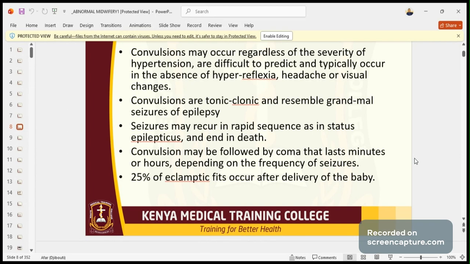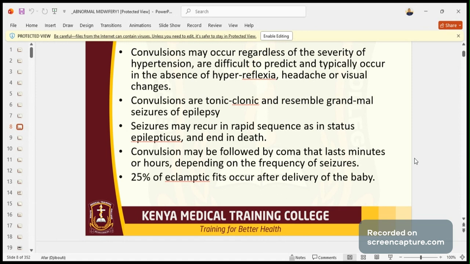muscle is contracting, and the patient loses consciousness, and then clonic starts. Now the clonic phase is where you have the rhythmic jerking movements, okay, and the patient will always tend to bite their tongue. They lose control of the bladder, and they are also confused after that. So tonic-clonic, okay. The seizures may recur in rapid sequence as in status epilepticus, and if it recurs in that way, it can end in death. And convulsion may be followed by coma that lasts minutes or hours, depending on the frequency of the seizures.